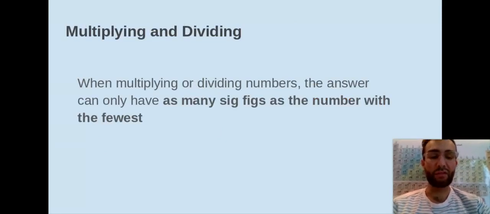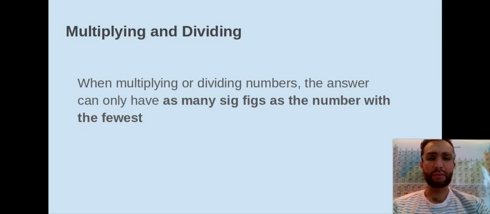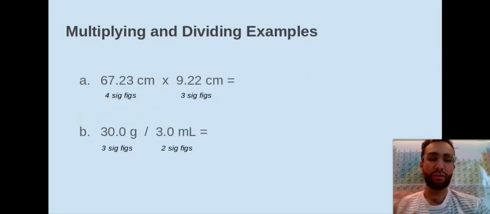All right, now that you've done an example with adding and subtracting, let's try multiplying and dividing. When we multiply or divide, our answer can only have as many significant figures as the number with the fewest. So whichever term in our equation has the least number of sig figs, that's how many sig figs have to be in your final answer. So here's an example, and then you'll be doing example B.